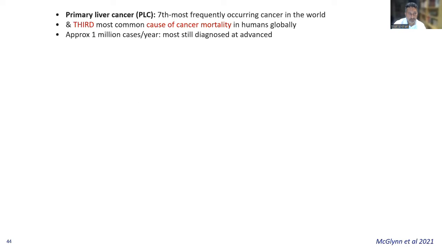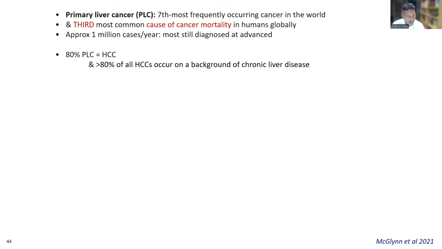So primary liver cancer is not just important in the UK, but actually globally. These primary liver cancers are believed in multiple epidemiological studies to be the third, some people say the second, most common cause of death from cancer in humans on this planet. Primary liver cancer is a huge, huge cancer burden for humanity, estimated to cause approximately 1 million cases per year. Most are diagnosed, as I said, at an advanced stage.